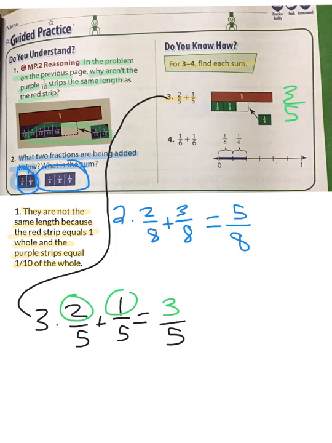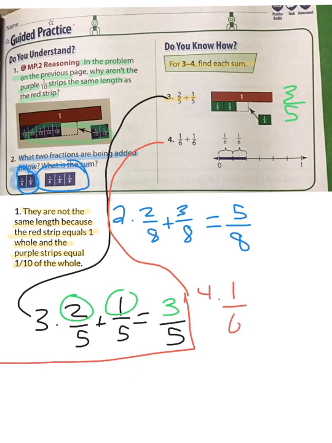And for our last one, number 4, I'm going to write down here. I'm just going to draw a line here so that it's kind of separated. We have 1/6 plus 1/6. Remember, our denominators stay the same, so we're still going to have 6. And 1 plus 1 is 2.